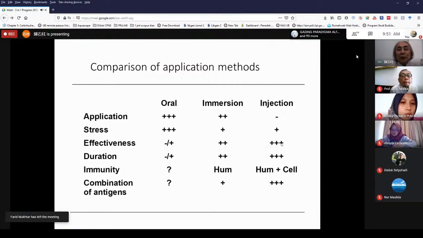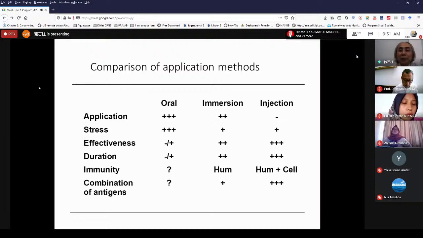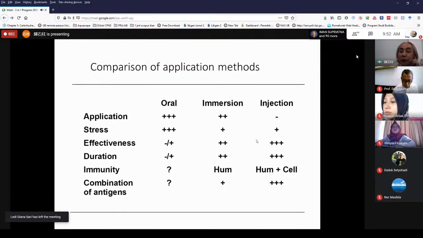So why do 95% of commercial vaccines globally get applied in fish by IP injection? And the duration of protection is also longer. Okay, they have 3+. Oral is very poor, short protection. So why do we choose IP injection to apply the vaccine in aquaculture?